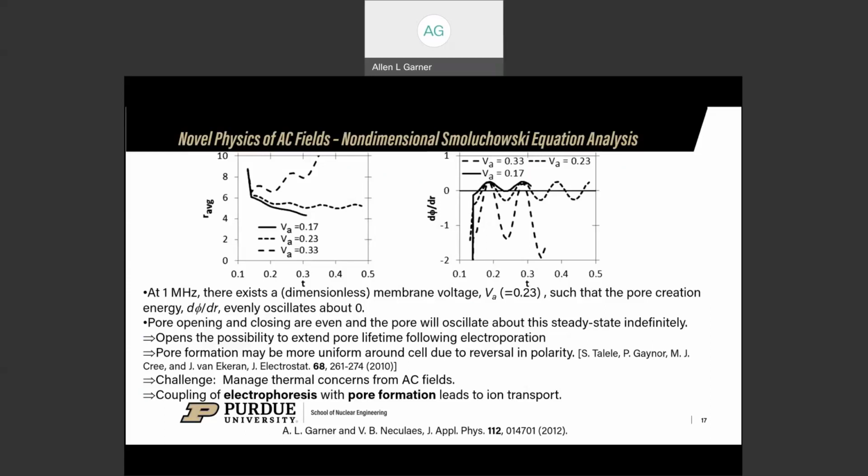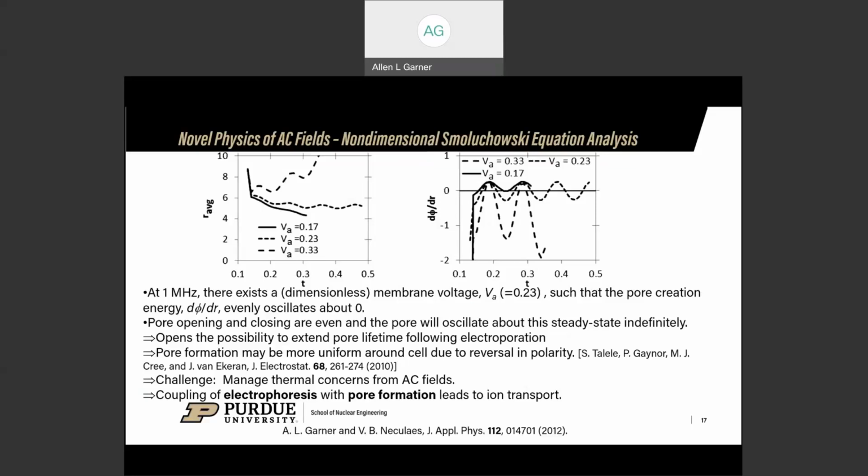We can explain that physically by the figure on the right. The figure on the right shows the rate of energy, the pore opening energy or pore creation energy, if you will, on the vertical axis, time on the right. So at a low voltage, you see how that dP/dr term is positive. That means that the pores will shrink. If it's negative, as in the case of 0.33, you see how it's beginning to oscillate and become more and more negative. Pores will grow. And then 0.23, you see that it exactly oscillates about the steady state.